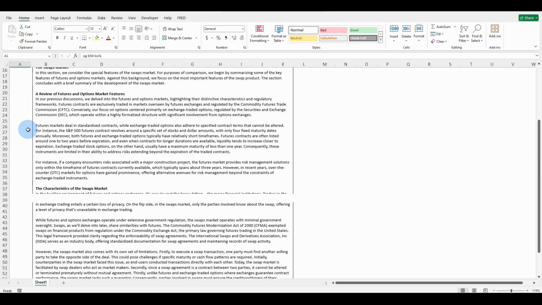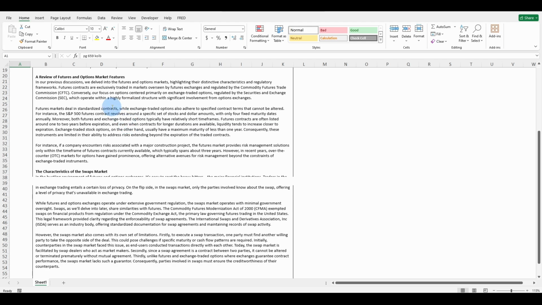In our previous discussions, we delved into the futures and option markets, highlighting their distinctive characteristics and regulatory framework. Futures contracts are exclusively traded in markets overseen by futures exchanges and regulated by the Commodity Futures Trading Commission. Conversely, our focus on options centered primarily on exchange-traded options regulated by the Securities and Exchange Commission, which operate within a highly formalized structure with significant involvement from option exchanges.